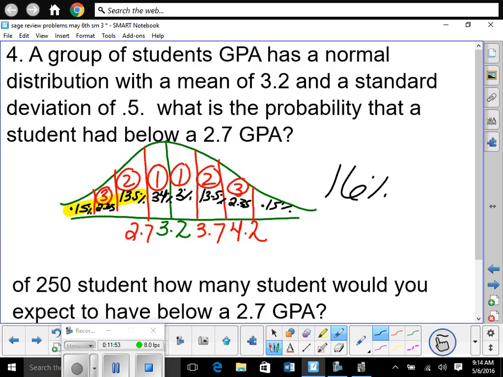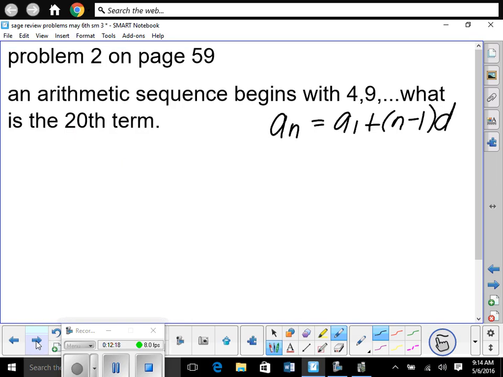So it says, of 250 students, how many students would you expect to have below a 2.7? Well, isn't it 16% of 250 students we can expect? So to find exactly how many students, take 250 and figure out what 16% is. 250 times 0.16 is 40 students. Does everybody understand how to do it? Okay, now from here on out, my examples are coming off your packet.